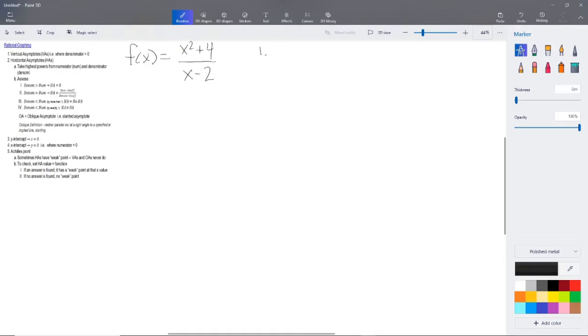Step number 1, the vertical asymptote. Where does the denominator equal 0? In our case, x equals 2. That's where that happens. So we have one vertical asymptote at x equals 2.